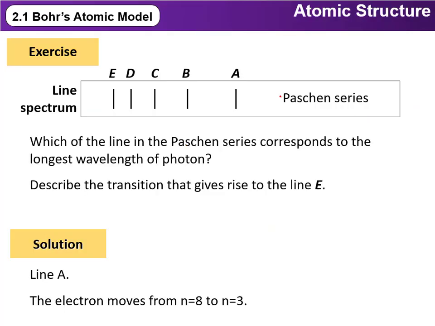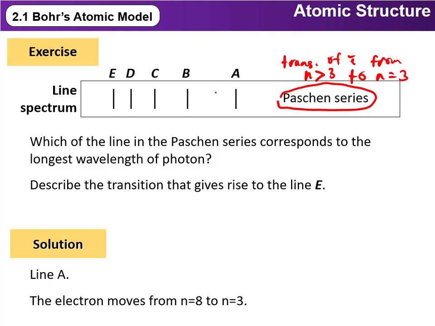You are given the Paschen series. What is meant by Paschen series? The Paschen series is when the transition of the electron is from n more than 3 to n equals 3. Now how do we read the line spectrum? It is from right to left, from the larger distance here between A and B to the smaller distance between D and E. Previously we read from left to right. This time we read it from right to left.